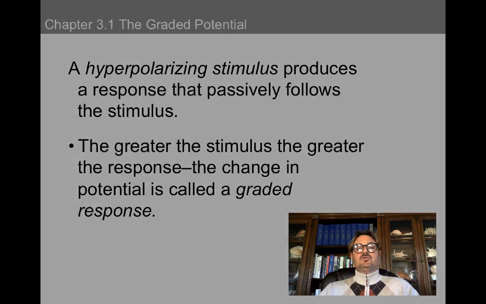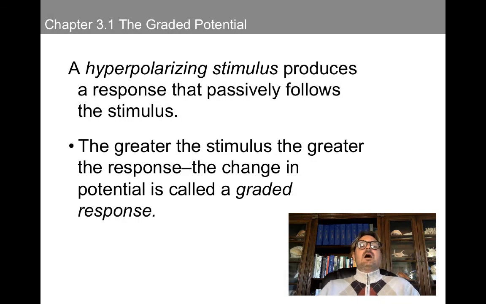the action potential. A hyperpolarizing stimulus produces a response that passively follows the stimulus. Like a wave, the greater the stimulus, the greater the response. The change in potential is called the graded response.